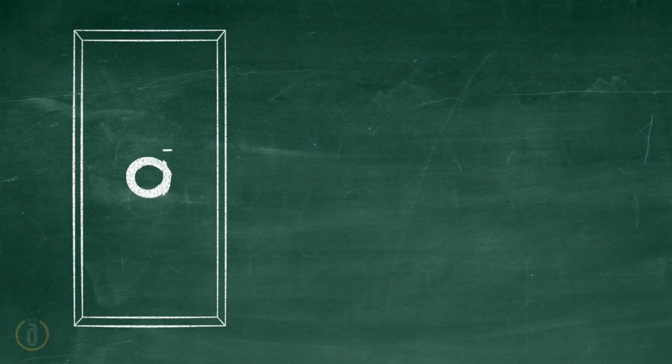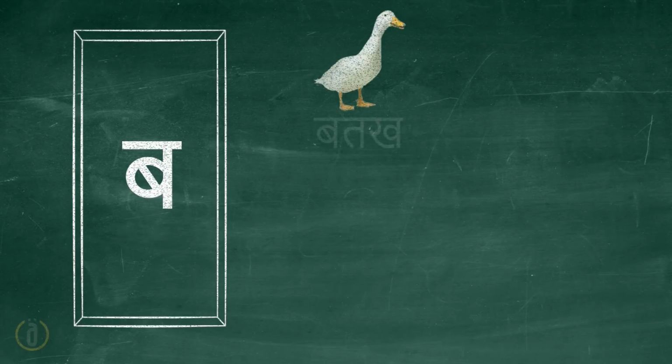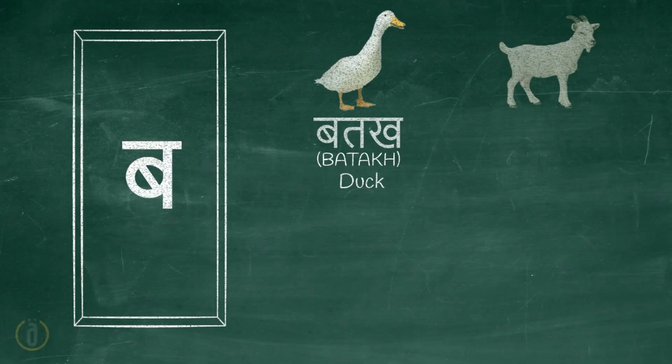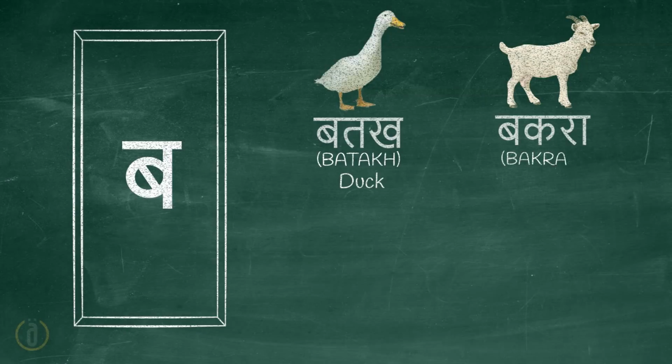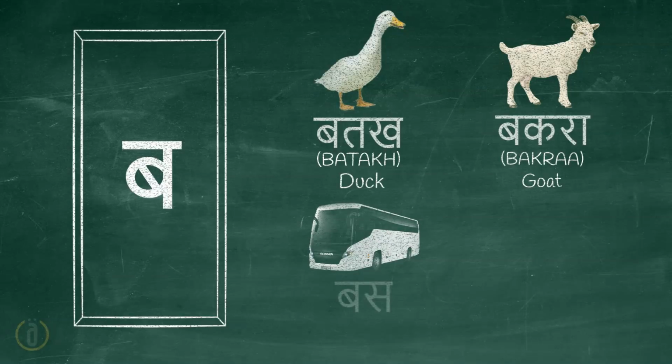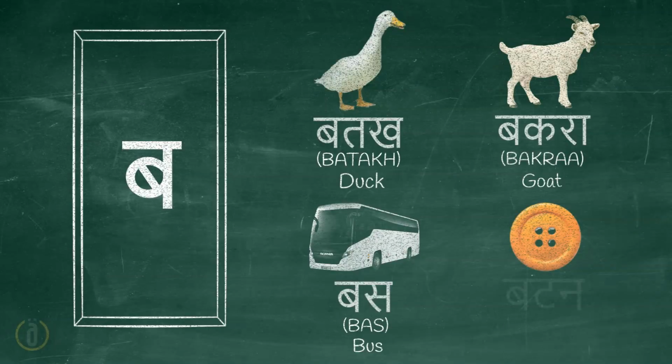Now, let us learn some words starting with ba. Battak, duck. Bakra, goat. Bus, button.